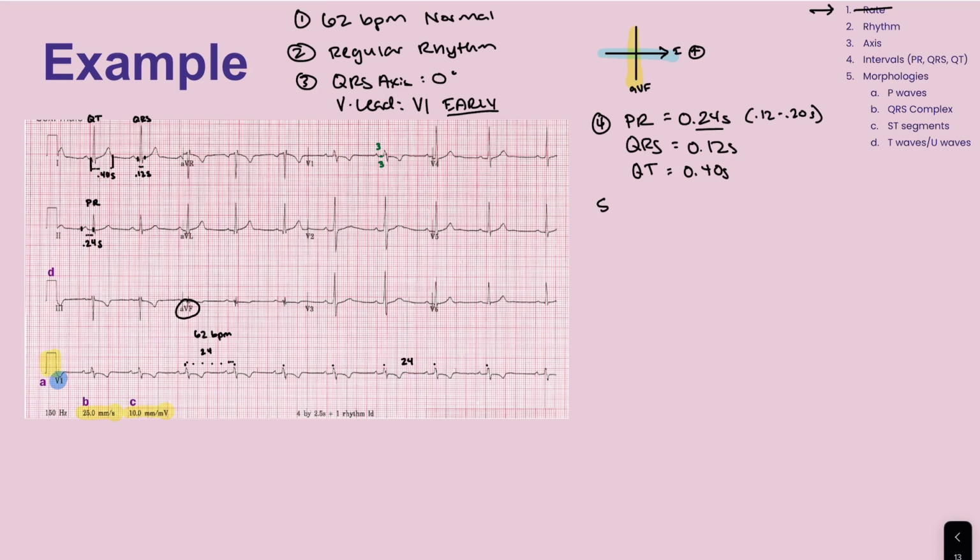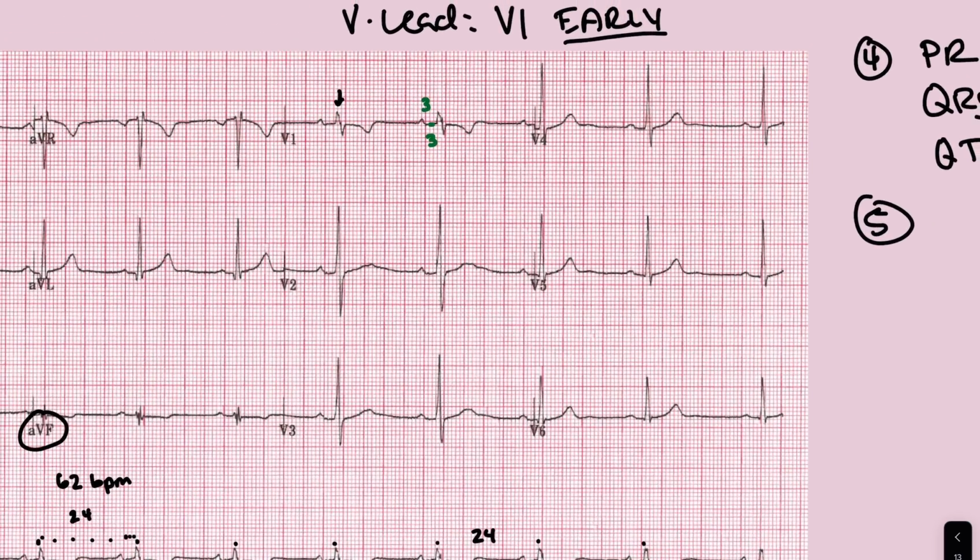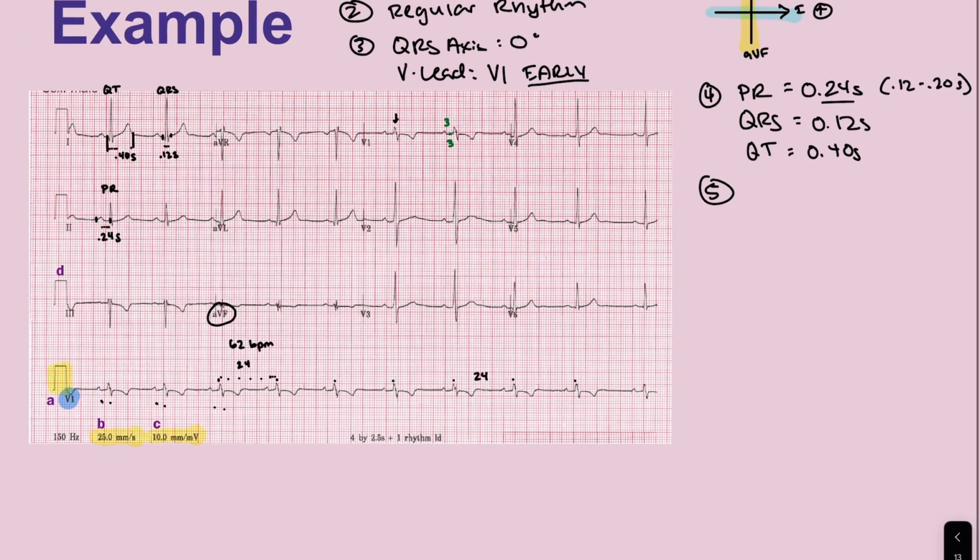All right, and then we go into morphologies. Do we have one P wave for every single QRS complex? Well, it looks like, yes, we have a 1-to-1, a 1-to-1, 1-to-1, so on and so forth. So our P waves are good. Our QRS complexes are a little bit interesting. We're noticing that these maybe look a little funky over here, and that we know our V-lead transition in general is earlier than we would expect it to be. But otherwise, our morphology of the QRS complexes looks okay.